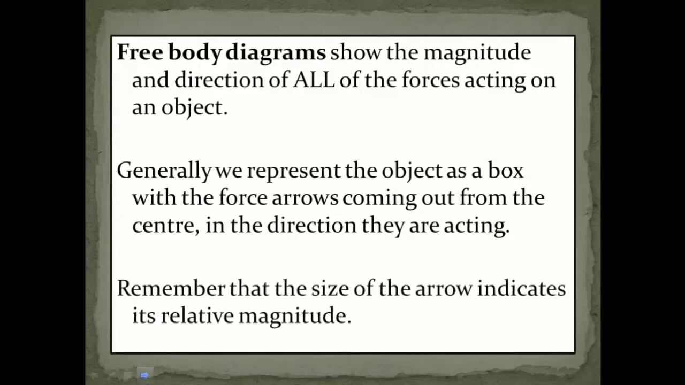And finally, remember that the size of the arrow indicates its relative magnitude. So when we do all these pictures, and we're going to do a whole bunch here, you're going to notice that some arrows are going to be the same length, some arrows are going to be different lengths. Different length means different magnitude, okay? It doesn't matter how much different they are, so long as it's a very clear indication that there are two different forces acting upon the object.